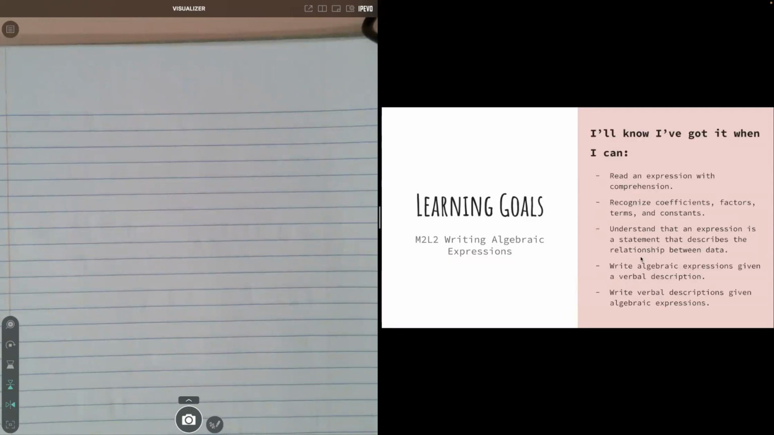How you'll know you've got this lesson down is you can read an expression with comprehension, meaning you understand it. You recognize coefficients, factors, terms, and constants, so what they are, what they do, and all that. You understand that an expression is a statement that describes a relationship between data. You can write algebraic expressions given a verbal description, and you can write verbal descriptions given algebraic expressions.